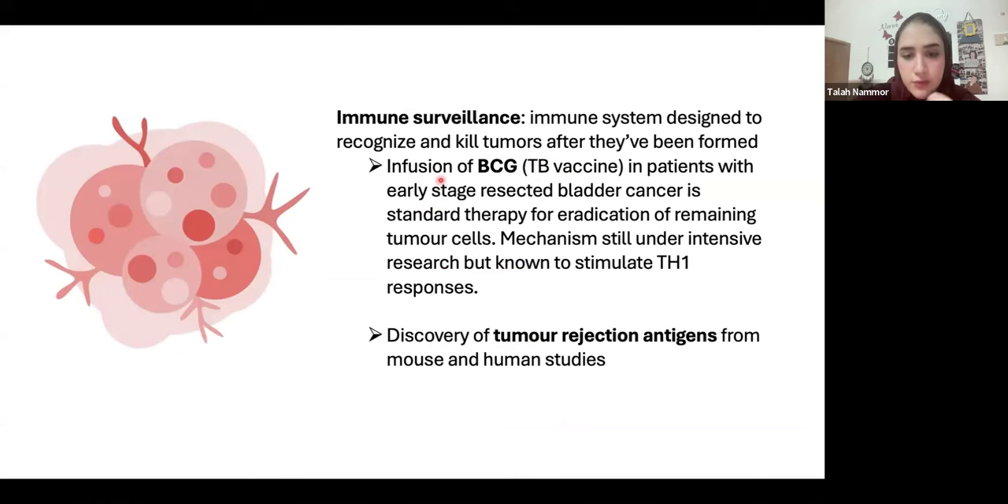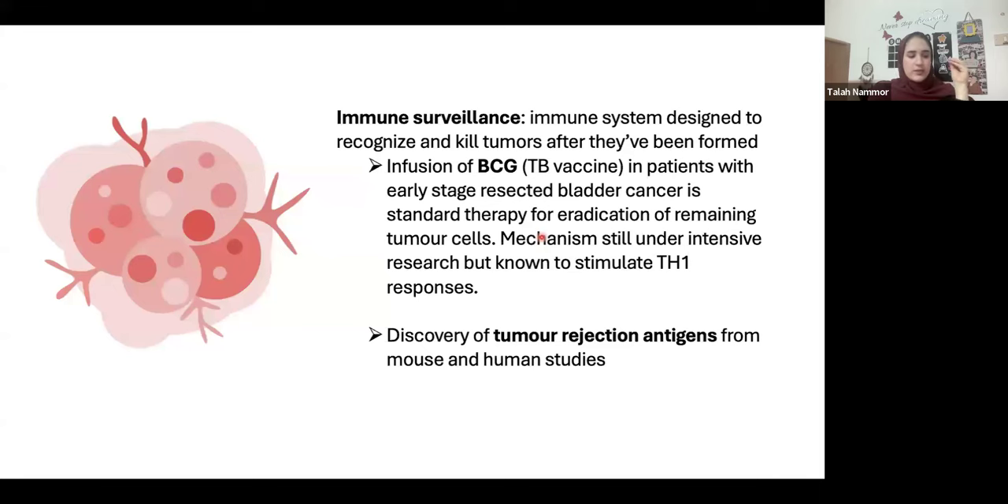So basically, infusion of BCG, which I'm pretty sure you know what that is. It's a vaccine. In patients with early stage resected bladder cancer, it is standard therapy for eradication of remaining tumor cells. So the idea is, this is too advanced. I don't even know why the doctor mentioned that, but I think just to keep you in the loop.